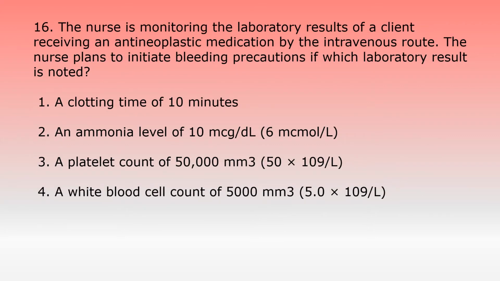The nurse is monitoring the laboratory results of a client receiving an antineoplastic medication by the intravenous route. The nurse plans to initiate bleeding precautions if which laboratory result is noted? 1. A clotting time of 10 minutes. 2. An ammonia level of 10 mcg per deciliter, 6 mcmol/L. 3. A platelet count of 50,000 cubic millimeters, 50 times 10^9 per liter. 4. A white blood cell count of 5,000 cubic millimeters, 5.0 times 10^9 per liter.